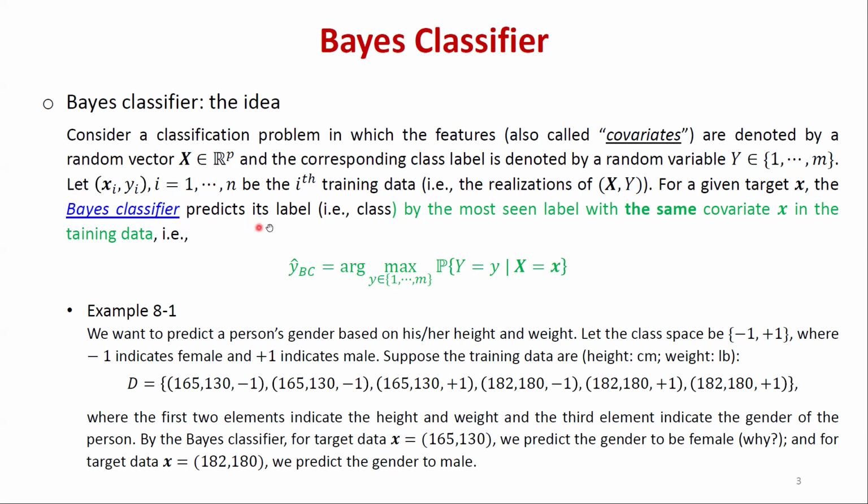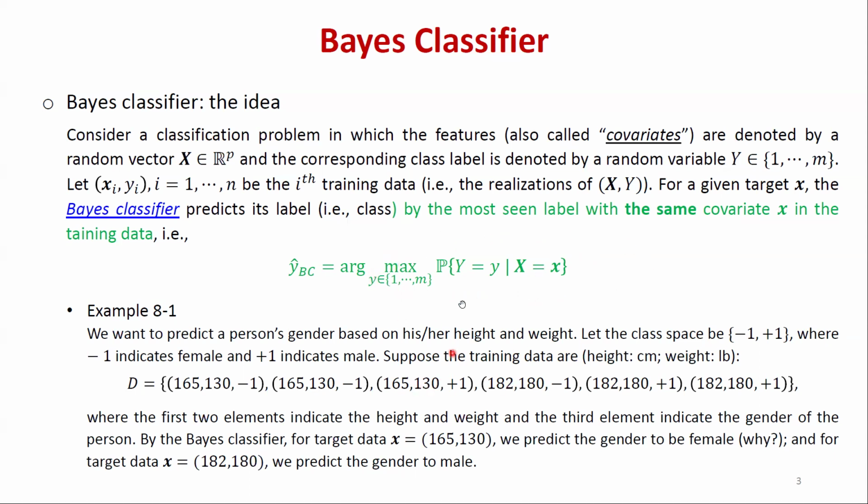The Bayes classifier is simply a classification method to predict the label by the most seen label with the same, be careful, with the same coordinate. So in the training data, mathematically, we can write it in this way. The label of BC, meaning Bayes classifier, equals argmax over y of P(Y equal to y, X equal to x). So which one should you choose? You should choose the y which gets the maximum of this one.